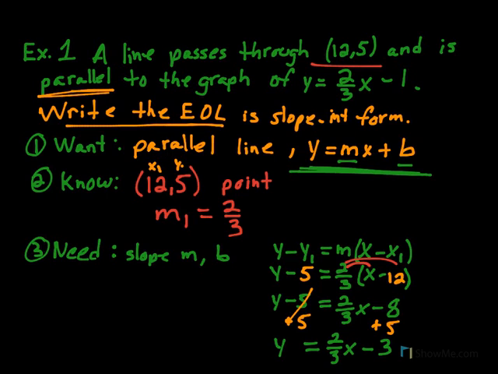Hey, that looks like y equals mx plus b. So boom, we are done. That's what we wanted. That is the answer. All right, so that is the equation of a line in slope-intercept form that passes through that point 12 comma 5 and has a slope 2 over 3.